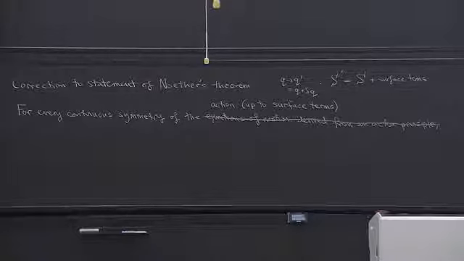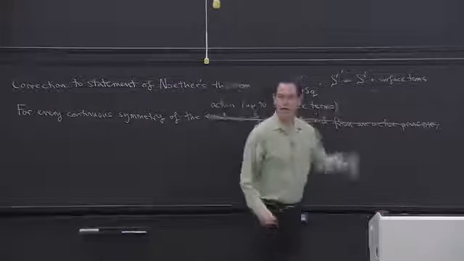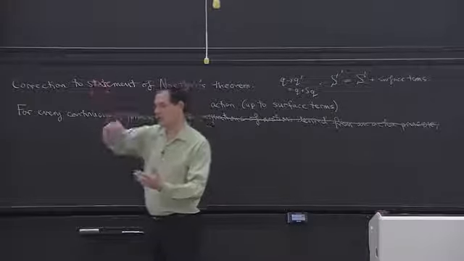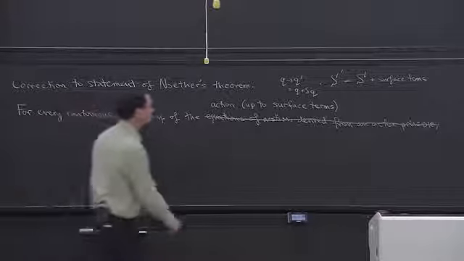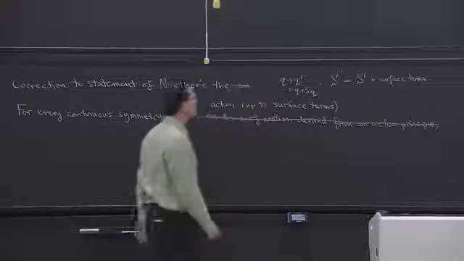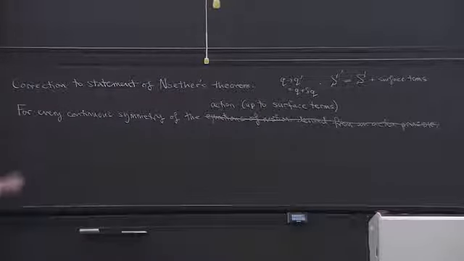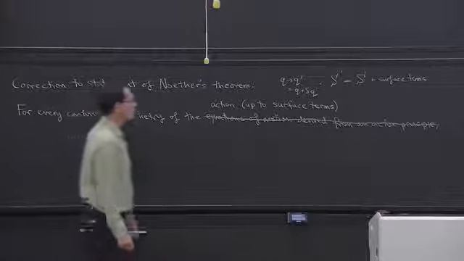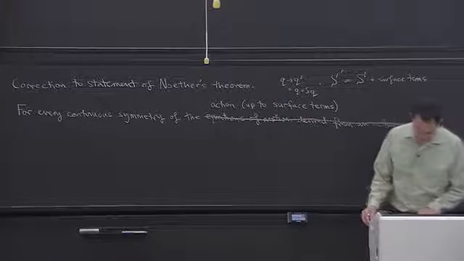Because these two actions are equivalent up to surface terms, and when you vary an action, you require that the variation be zero independently of the surface terms, and that's what gives you the equations of motion in between the two time boundaries. So that's sufficient for Noether's theorem.